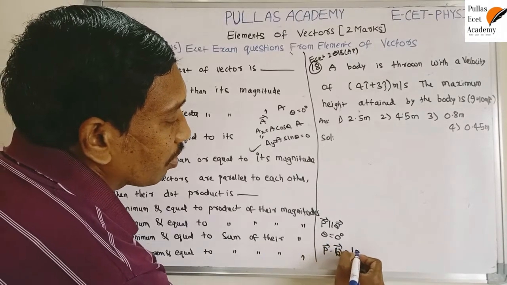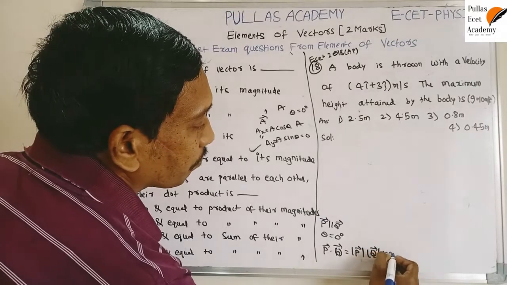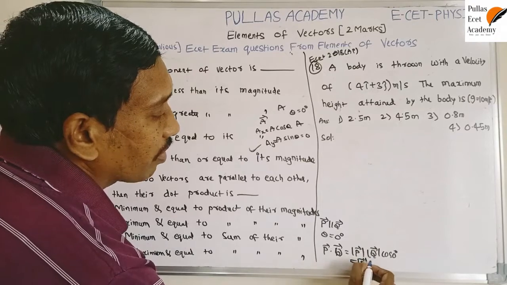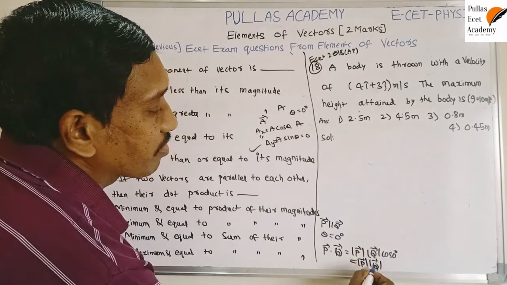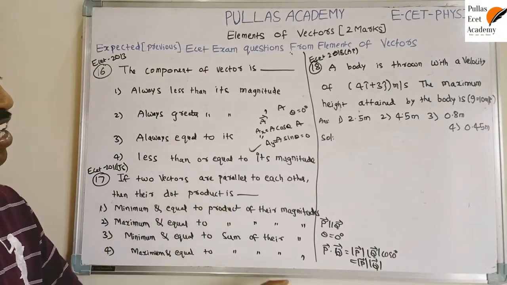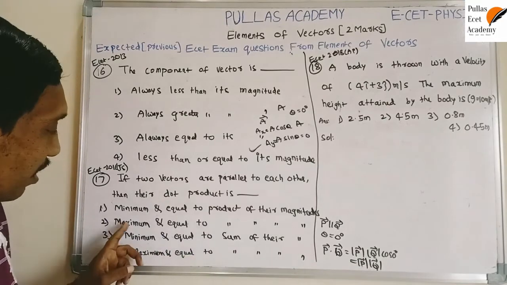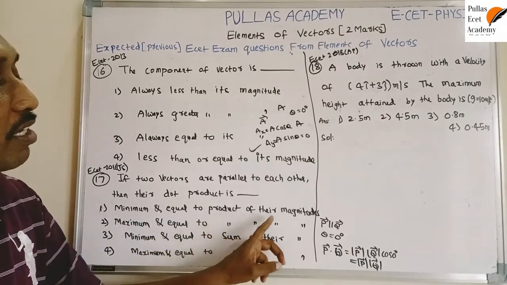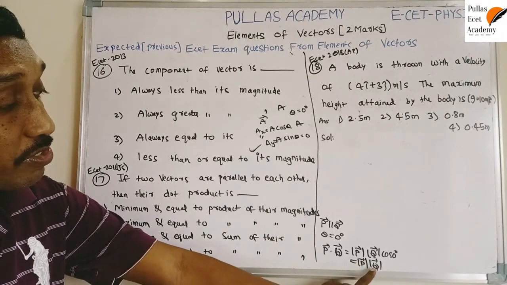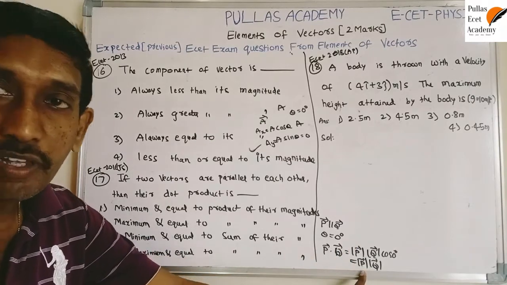modulus P bar into modulus Q bar into cos 0. Parallel means cos 0 is 1. That means it is modulus P bar into modulus Q bar into 1. This is the maximum value actually. That means if you have two parallel vectors, its scalar product always gives the maximum value. Which is correct here? Maximum and equal to the product of their magnitudes. These are the magnitudes of two vectors. Product of these two magnitudes is equal to the scalar product. It is the maximum value. It is not the minimum value.